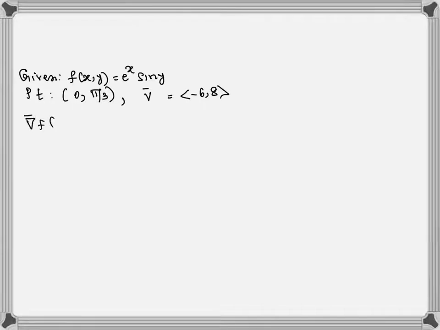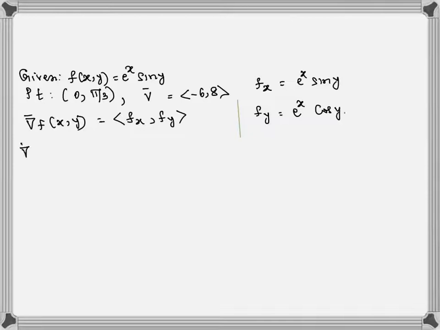So let's first find del f, which is the gradient vector at (x, y), which has components fx and fy, which are partial derivatives. In order to do the partial derivative with respect to x, you have to keep y as a constant in the function and then differentiate with respect to x. In order to do fy, you have to keep x as a constant in the function f and then differentiate with respect to y. So if we do that, fx would be e^x sin y, and fy would be e^x cos y.